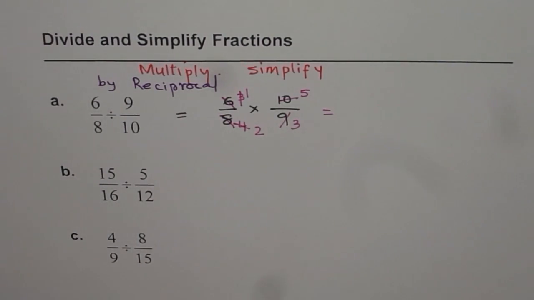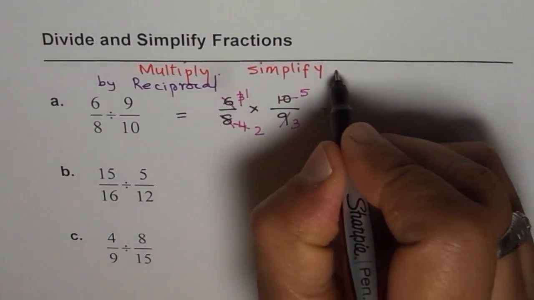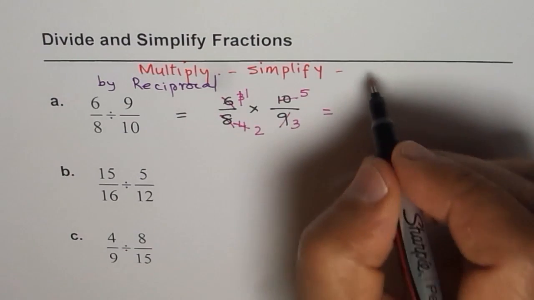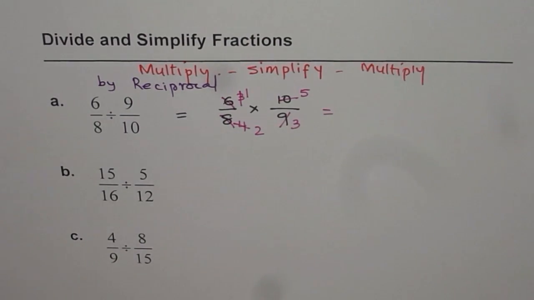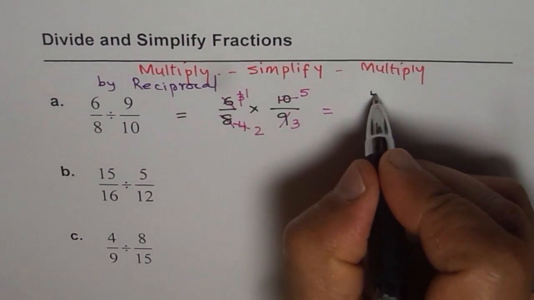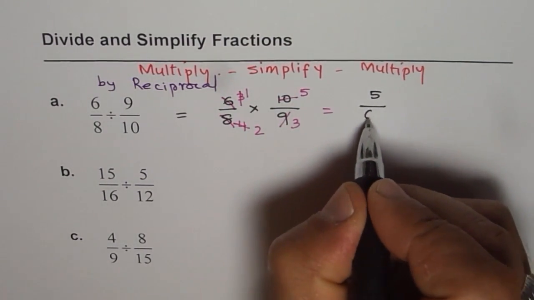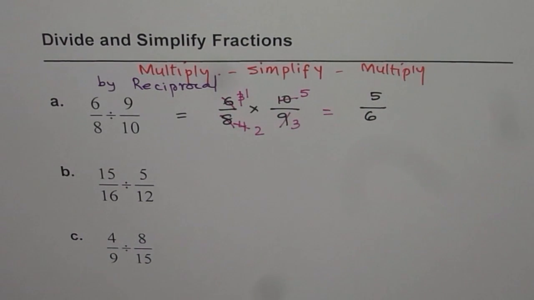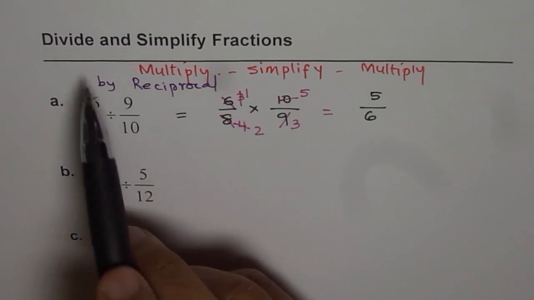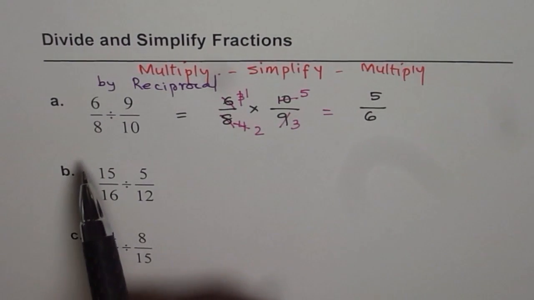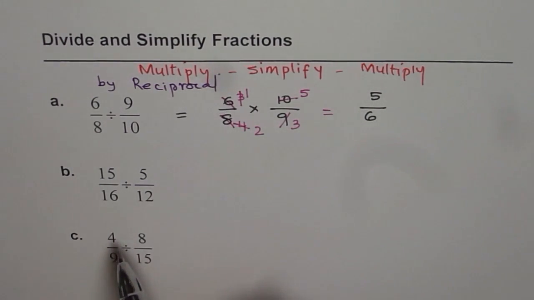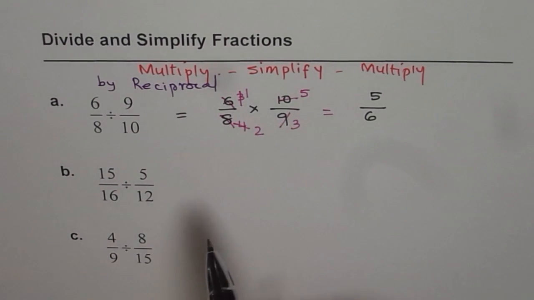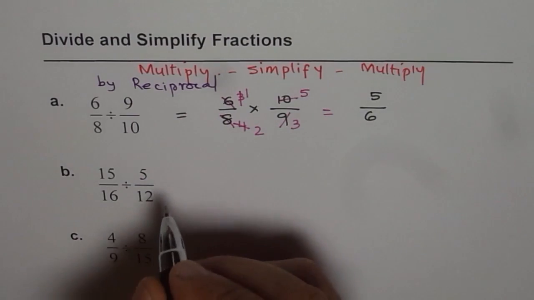Okay. Now what do we do at this stage? We again multiply. So our steps are multiply, simplify, and then multiply. So let's multiply now. 5 times 1 is 5 and 3 times 2 is 6. So that is how we can actually divide and simplify fractions, correct? Now it's kind of tricky. Division is the same as multiplication by reciprocal, and once you get to multiply, you can multiply and then simplify, but at times it is better to simplify and then multiply. Kind of tricky. Let's go ahead with it.